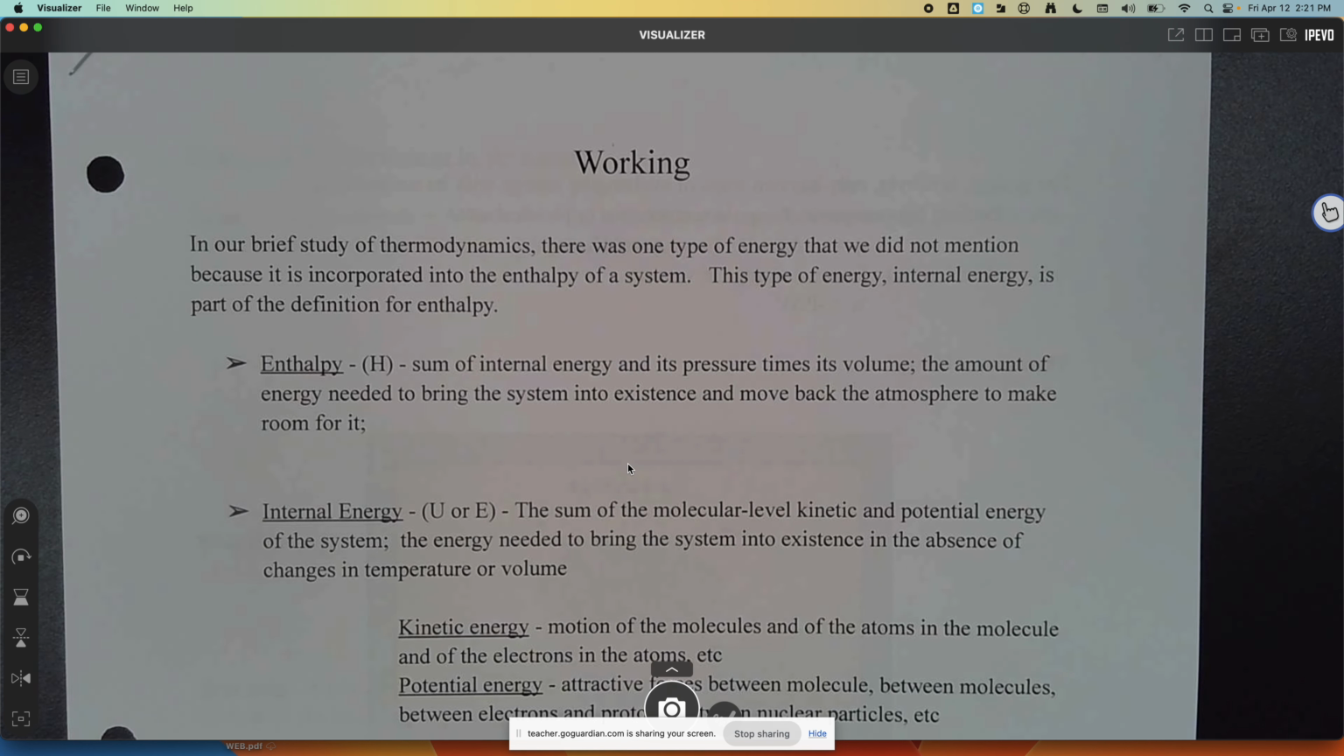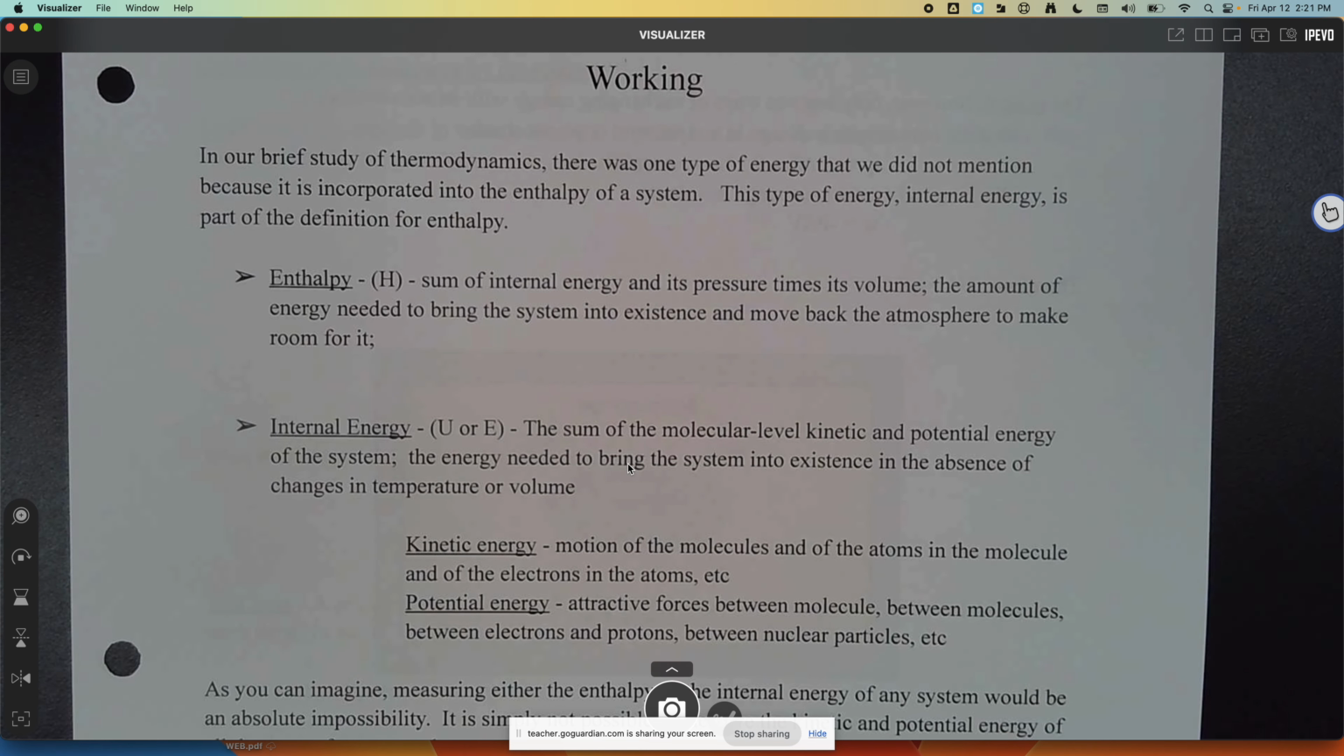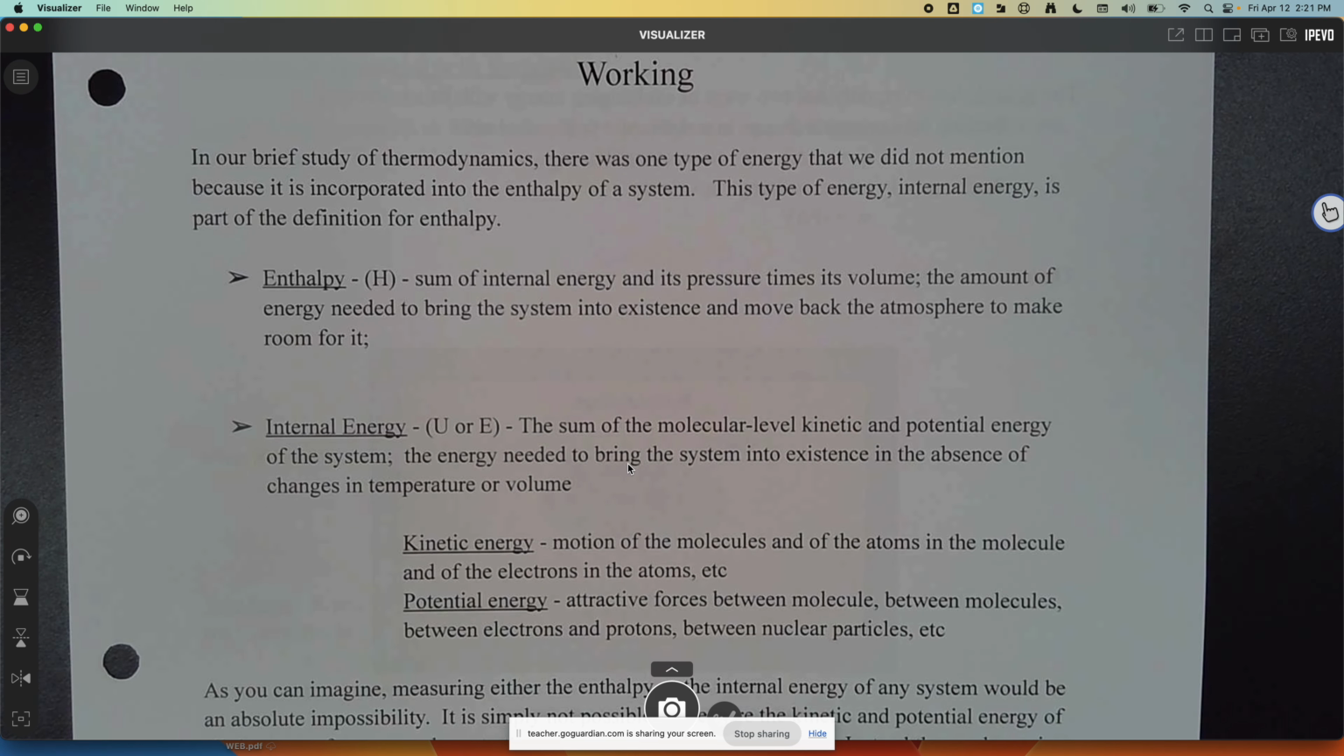Passed through thermodynamics, we actually skipped something. There's something that we didn't mention when we were doing types of energy because it's basically built into the enthalpy of the system, and so we ended up not really needing to talk about the internal energy. But one of the components of enthalpy is something called internal energy.